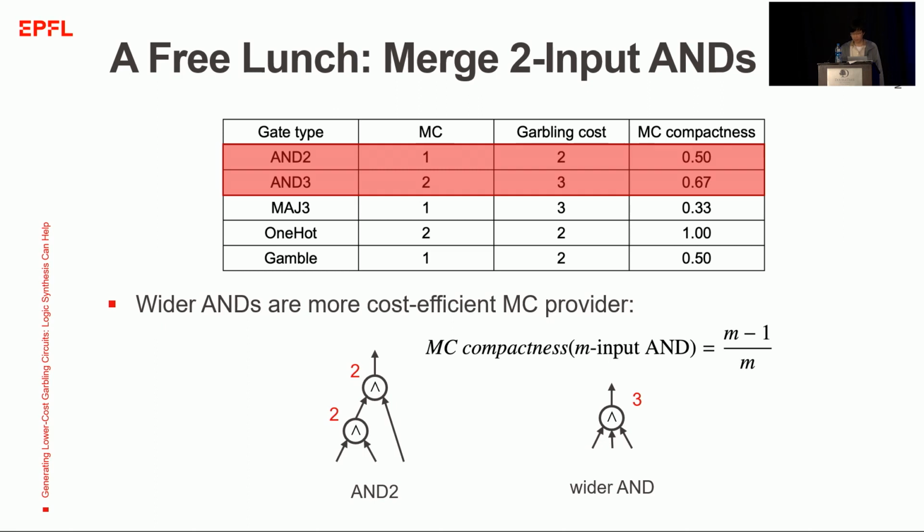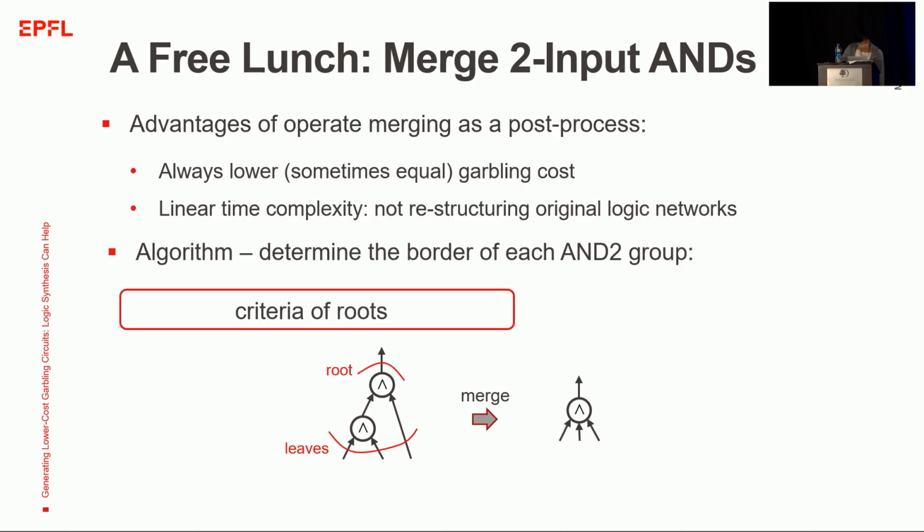Given an XAG implementation, we can reduce its garbling cost by detecting consecutive ANDs in it and merging them into a multi-fan-in AND node. This observation inspired us to come up with a merging algorithm. We can find groups of adjacent AND nodes in an XAG, and we call the starting point of the cut the root, and the ending points of the cut the leaves. We propose an algorithm to optimally decide the cut frontier so as to achieve the best overall AND merge.